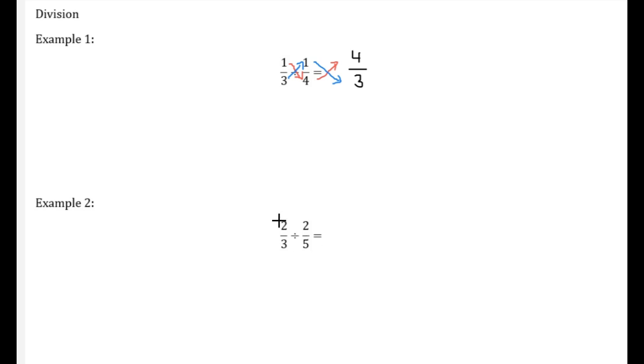Let's look at the other example. 2 times 5 goes on top, which is 10. So we just place 10 over, and here we have 3 times 2, which is 6. And in this case, we can reduce to lower terms. So 10 over 6 becomes 5 over 3. So always reduce to lower terms if possible.